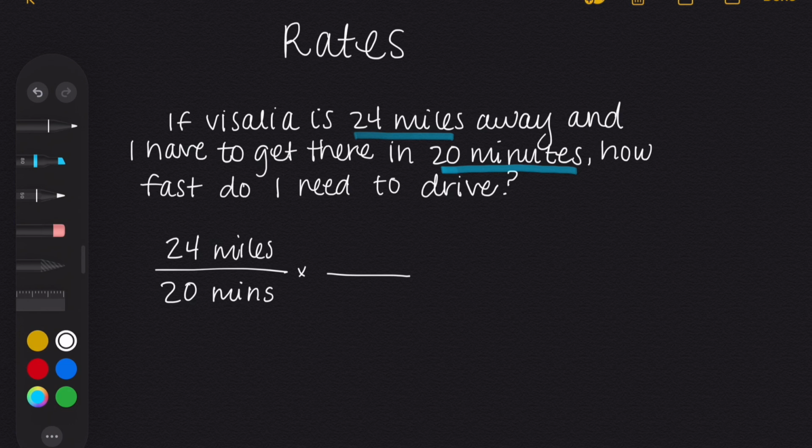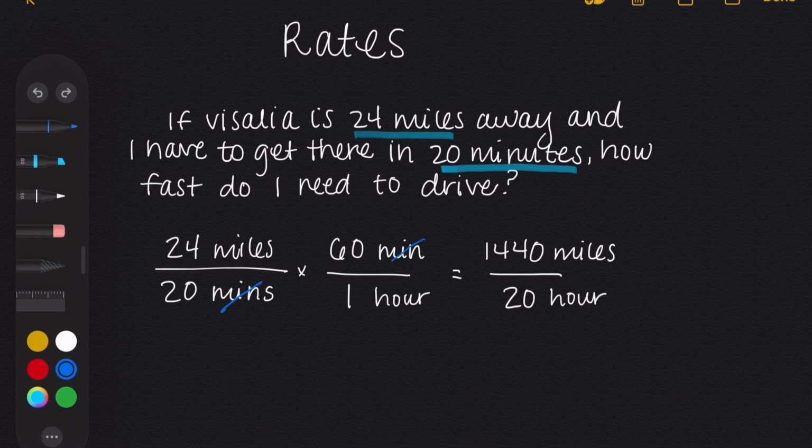So we would take 60 minutes over 1 hour. This will then cancel out minutes over 60 minutes and 20 minutes. So now we would just do multiplication across, and we would get 1,440 over 20. After dividing this, we would then reach the final answer of 72 miles per hour.